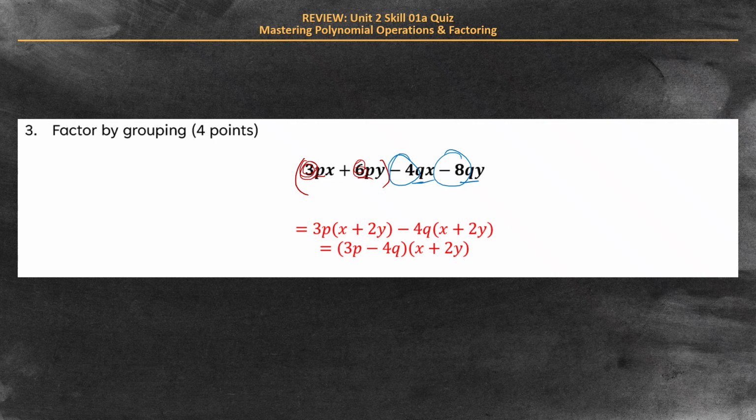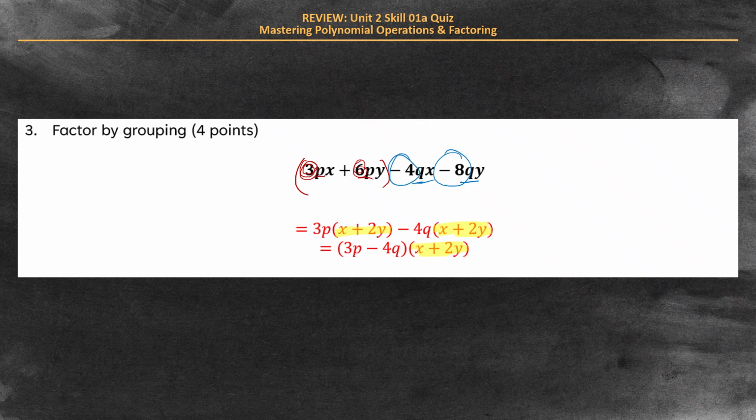Now, interestingly, there's another common factor. Let me highlight that. We have x plus 2y, x plus 2y. So we're going to use the distributive property to put it together. And there we have it.